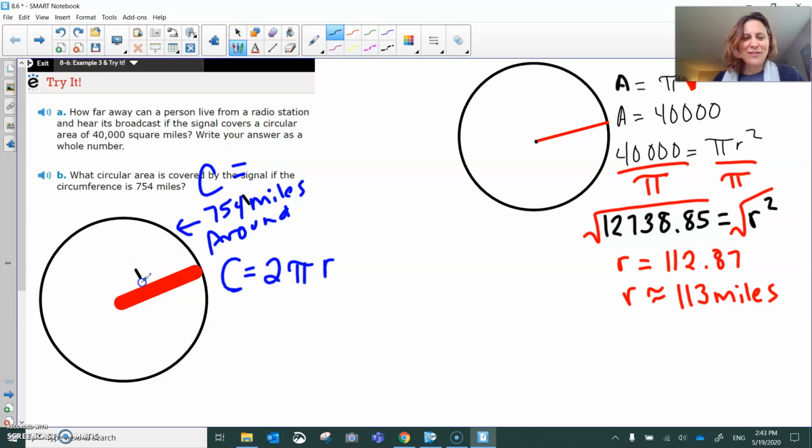So since I'm looking for this radius, oh, that pencil thing is back. That thing has been making me crazy. Is it back again? Darn, I hate that thing. Okay.